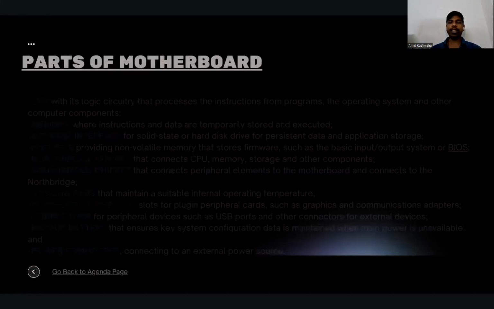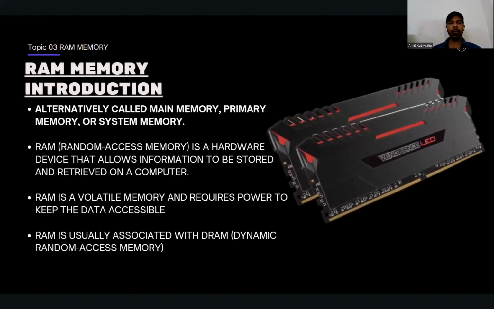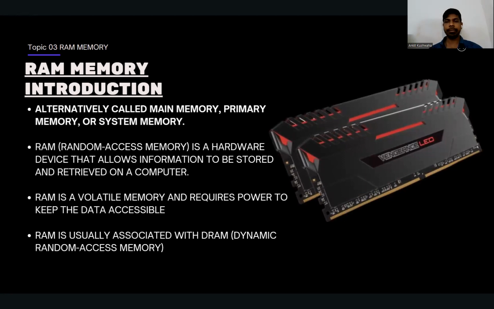Now we have the parts of a motherboard. Basically, it includes CPU, memory, storage interface, ROM BIOS, north-bridge and south-bridge chipset, cooling fans, peripheral connector, backup battery, and power connector. The rest of the content you can get from the slide only. Now my friend Rahul will continue with RAM memory.